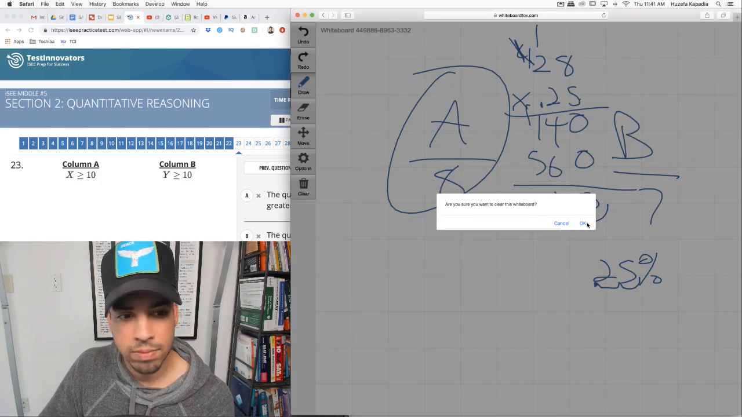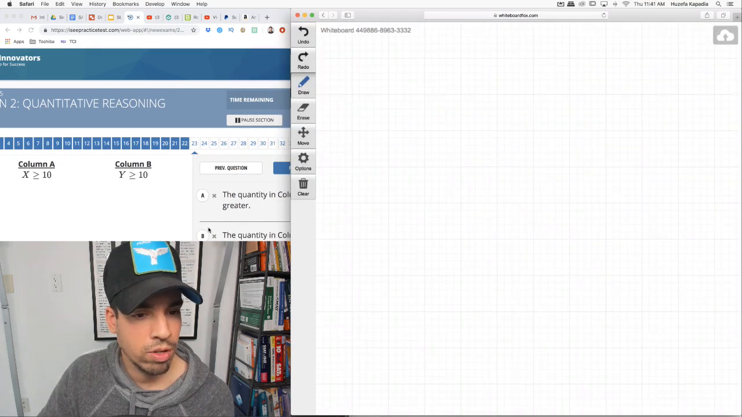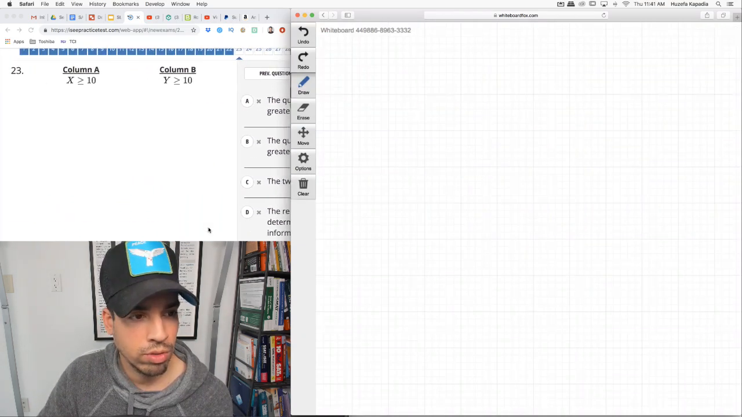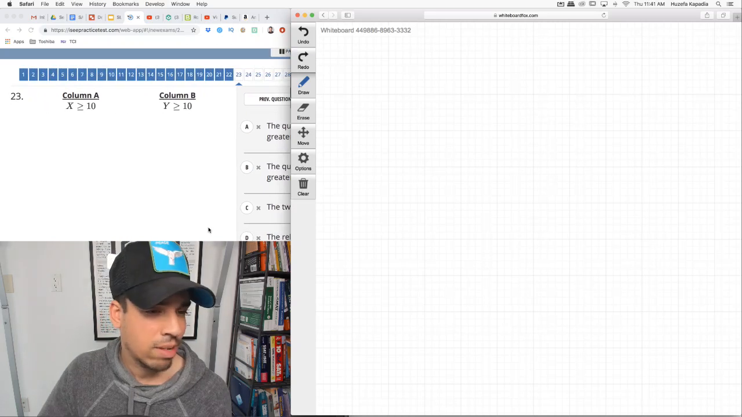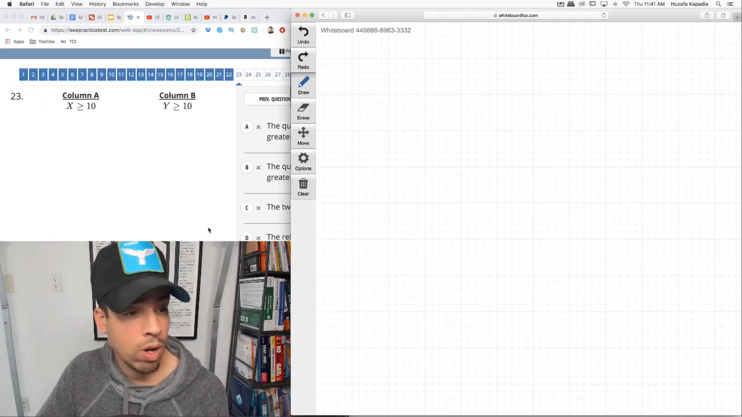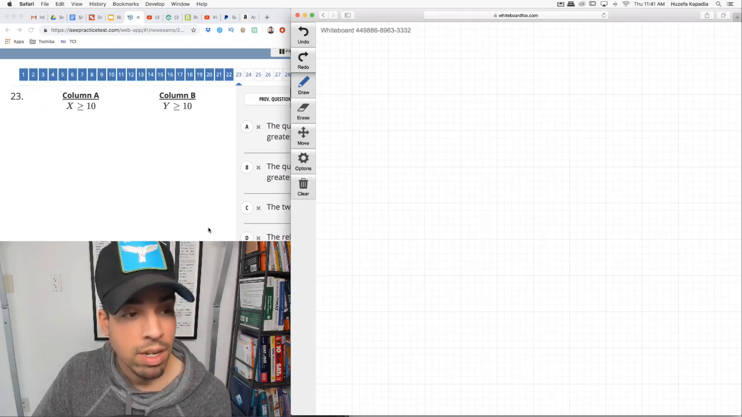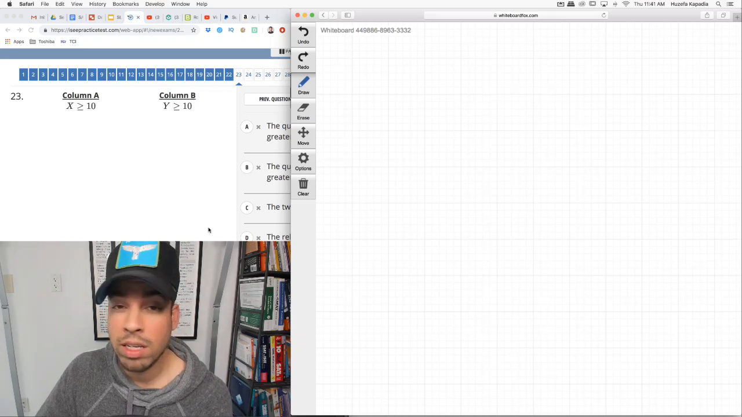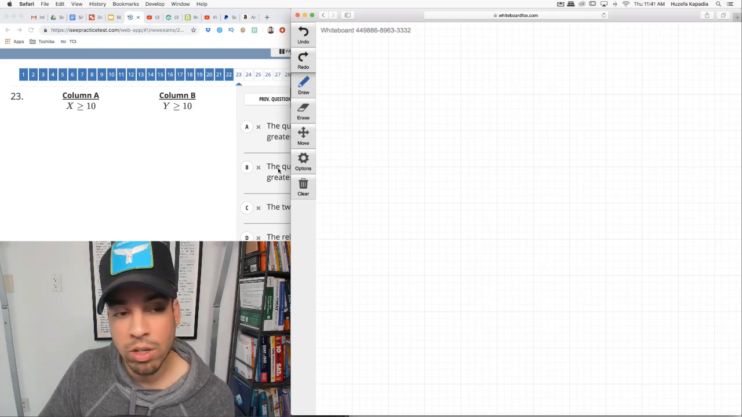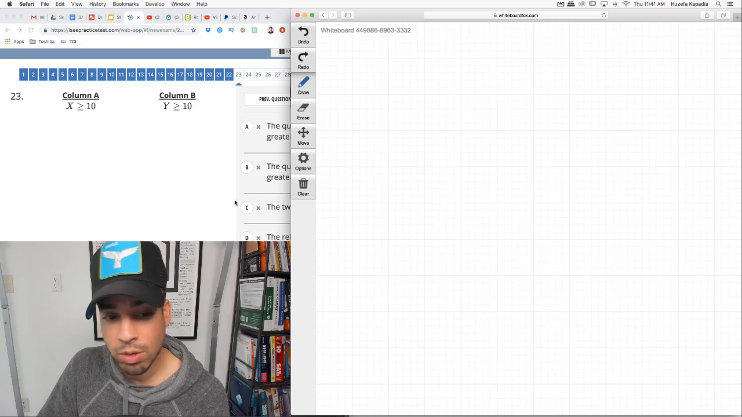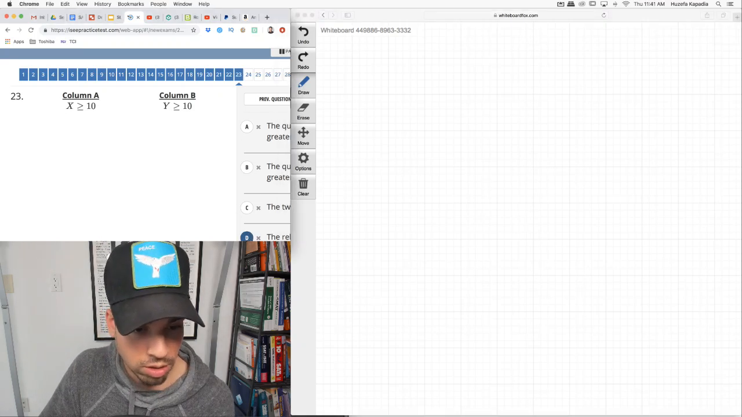Next. X is greater than or equal to 10, y is greater than or equal to 10. This makes no sense because x can be any number greater than 10, so could y. X could be 12, y could be 11. X could be 15, y could be 1,000,000. So we can go either A is bigger or B is bigger. Whenever we have 2 answers that work, not enough information.